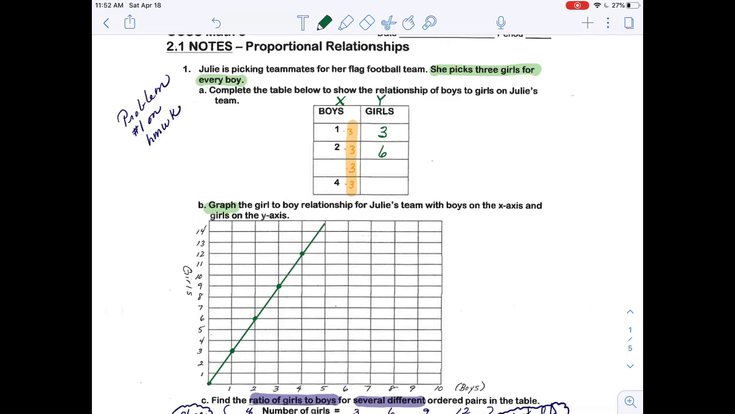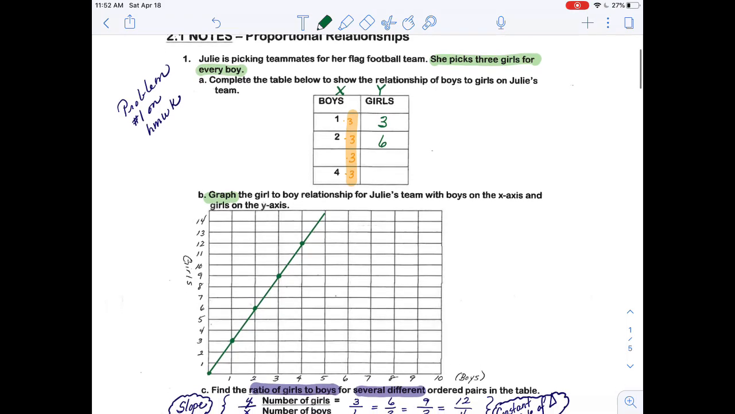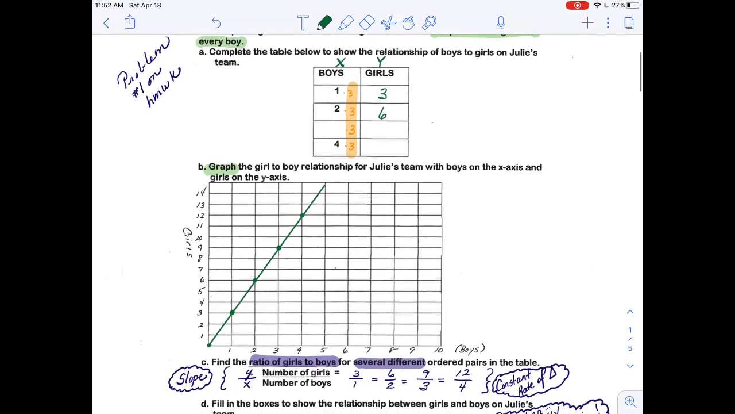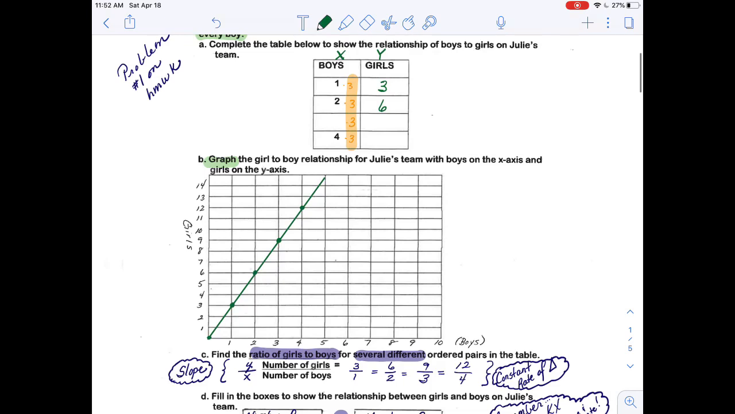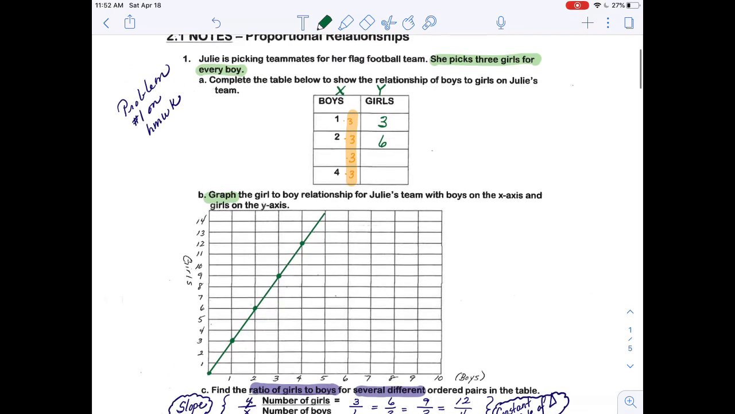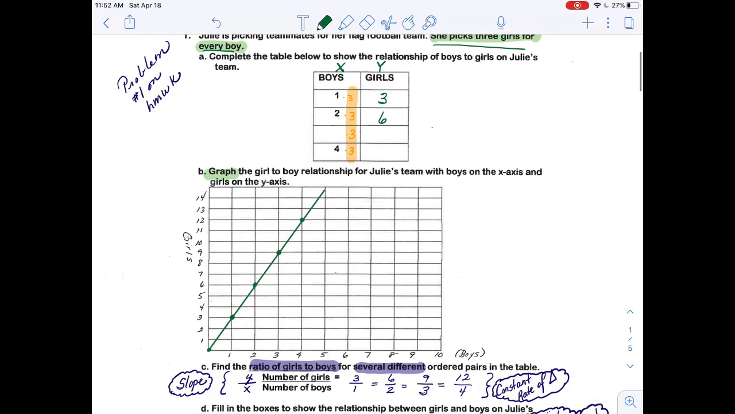So, right now we've got Julie picking some teammates for our flag football team. So, we're just going to complete this table. And I can see that up here, I know that she picks 3 girls for every boy. That's the situation we have. So just filling it in. 1 boy means 3 girls. 2 boys means 6 girls. Well, let's fill in another one. 3 boys means 9 girls, and 4 boys means 12.